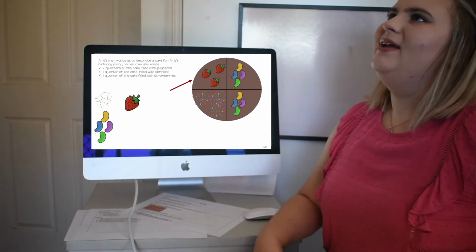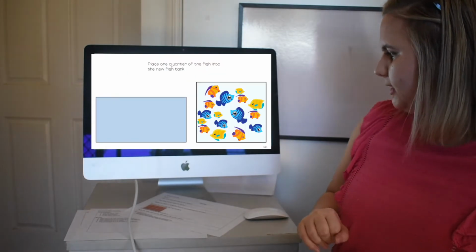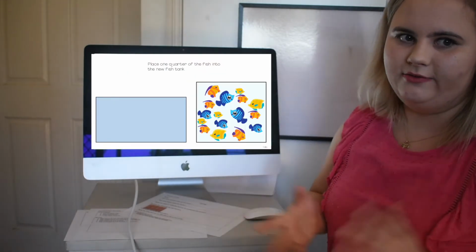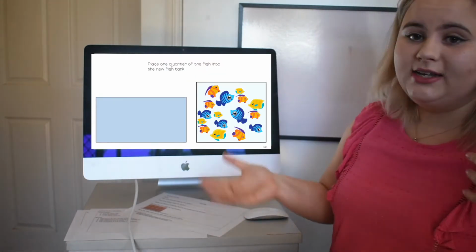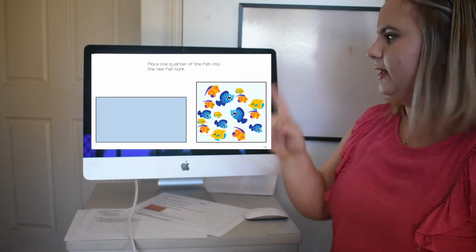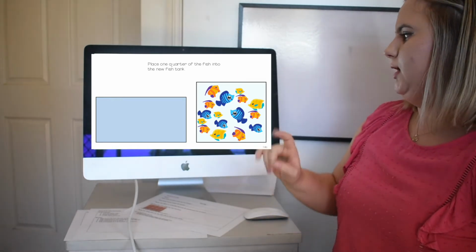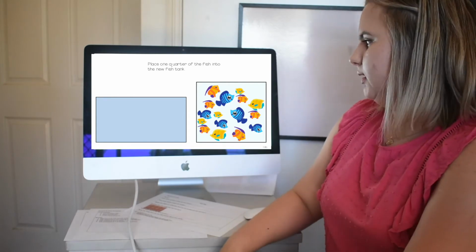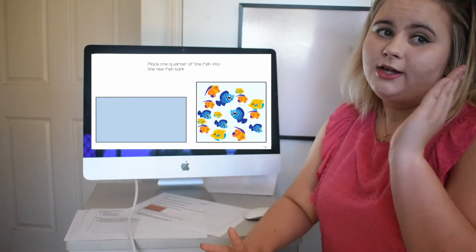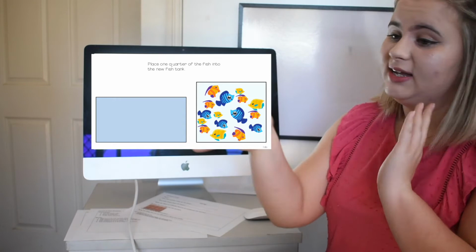So now we're looking at fish. As you can see in our little fish tank here, there's a lot of fish in our fish tank. So I want to give them a bit more room. So what we're going to do is place 1 quarter of our fish into their new fish tank. Now, we can't, like the cake, just halve it and halve it again. We can't just cut our fish up.